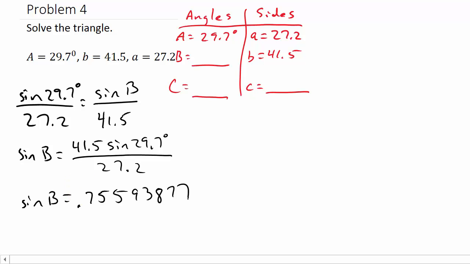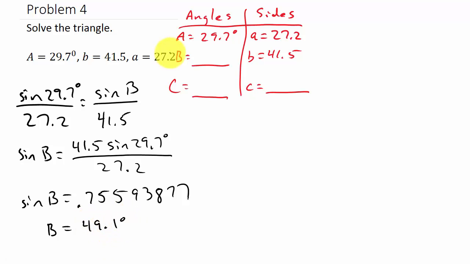Now we get sine B is 0.7559387. To find angle B, I need to take the inverse sine of that. When I take the inverse sine of this 0.755, I get 49.1 degrees. So I know angle B is 49.1 degrees.